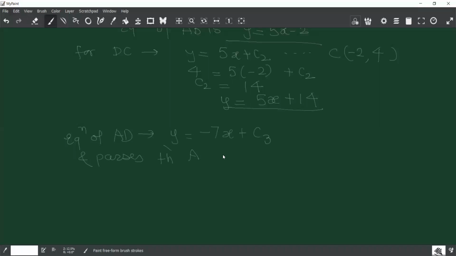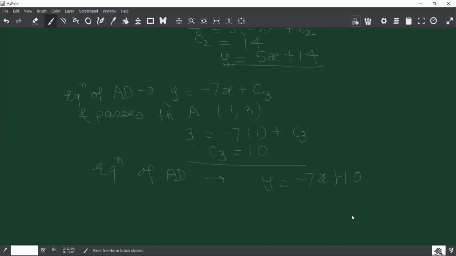Now, what are the coordinates of A? 1, 3. So y is 3, x is 1. You got the concept? That gives you C3, the value is 10. So the equation of AD is y is equal to -7x plus 10. So you can take all of these together and write the answer. That much you can do, I think, right?